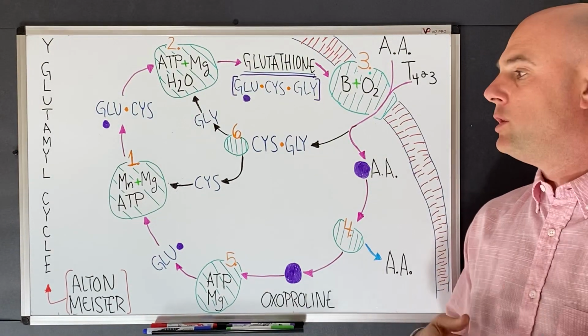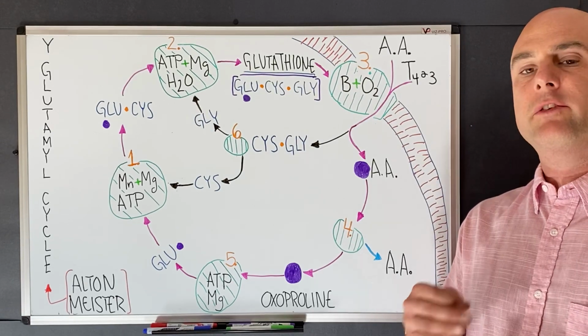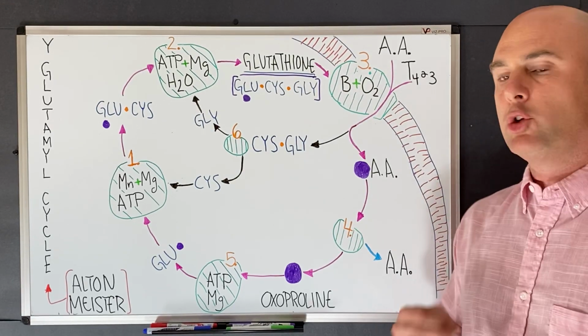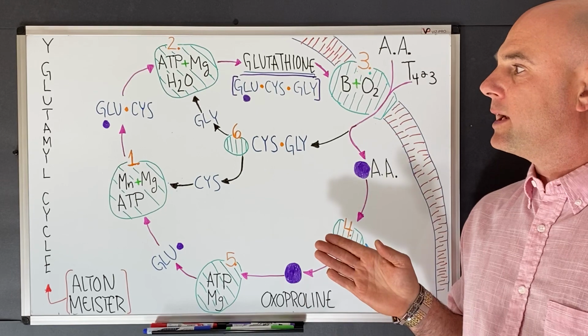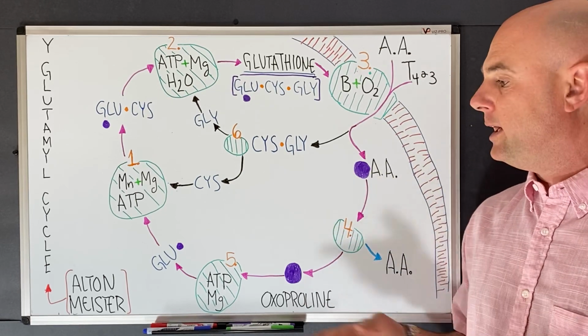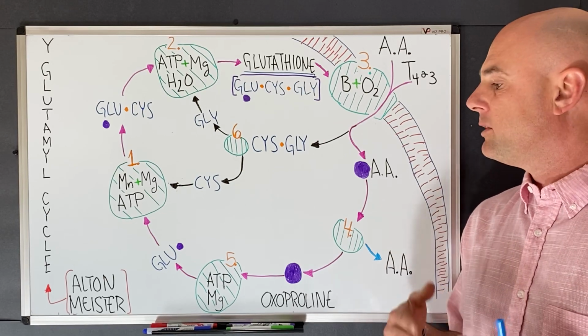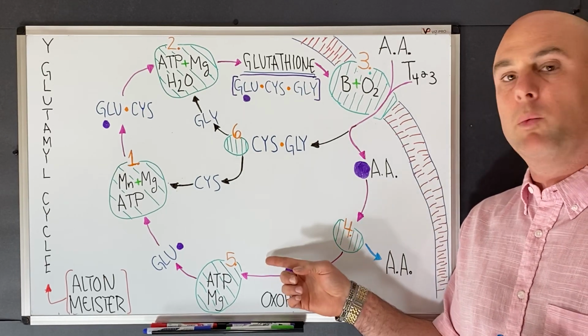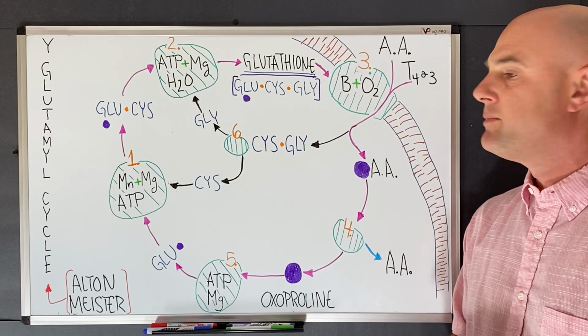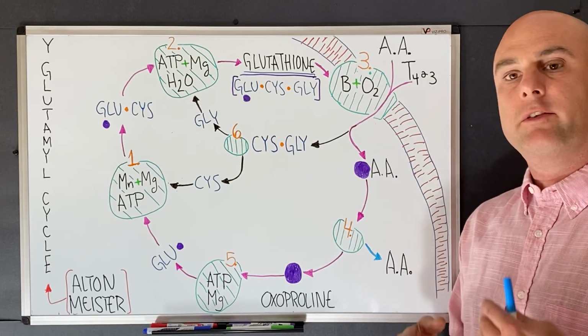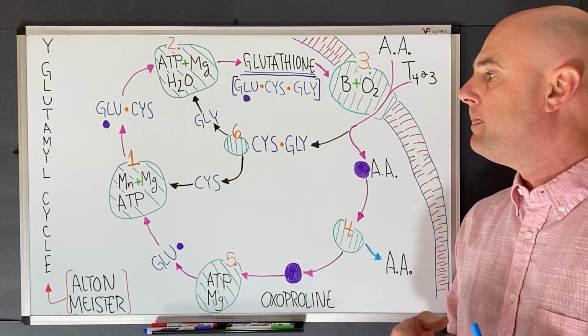The gamma-glutamyl cycle is the synthesis and breakdown of glutathione. This gamma-glutamyl cycle was elucidated by Altenmeister. Now, the enzymes in this cycle are in green with the orange number next to them. And again, this is the synthesis and breakdown of glutathione.